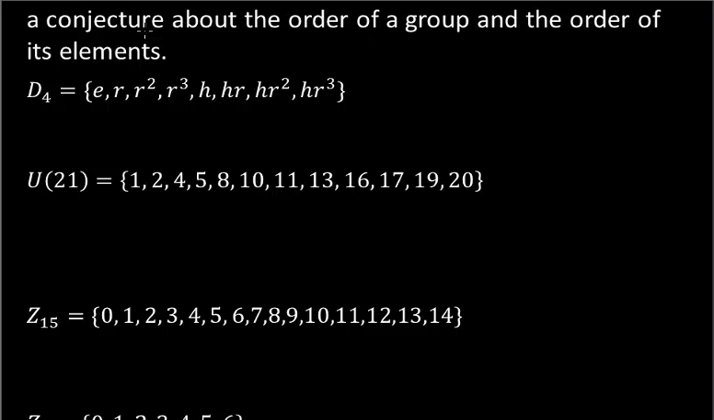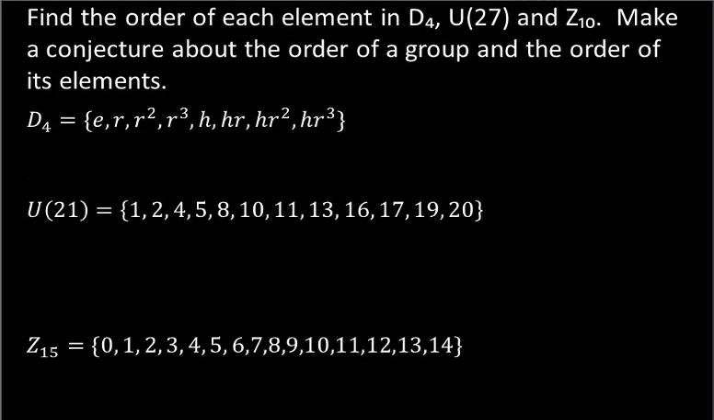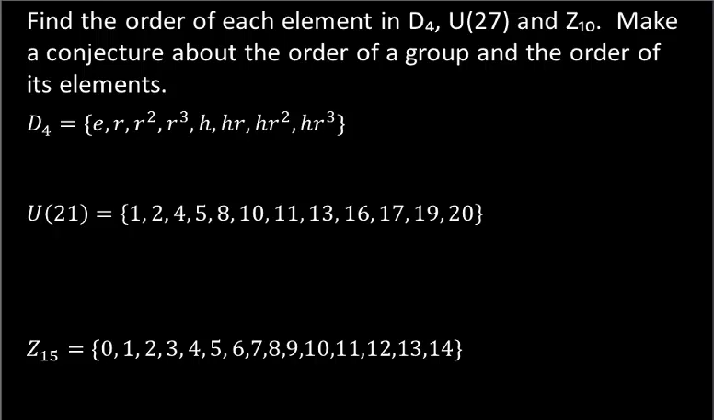This is the second half of our review, and in this question we are finding the orders of elements of groups. So we have D4, U21, excuse me, that's not 27 here, U21 and Z10. So in D4 we know the orders of elements, but of course you have to know what the order of an element is. It's the least integer such that when you raise that element to that integral power, you get the identity.